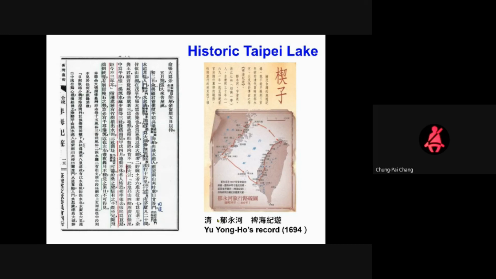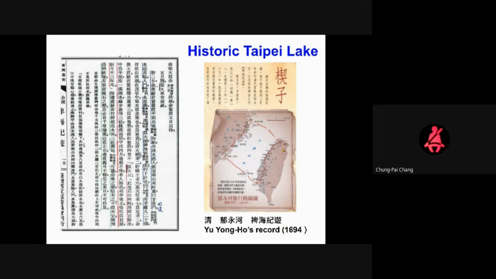And Mr. Yu asked some local people, and people told him that it was three years before. It means 1694, because he arrived in 1697. There was a large earthquake in this area, but they don't know, of course, which fault generated this earthquake. And then the water came from the sea, and filled all this area and generated Taipei Lake, or we can say Old Taipei Lake.